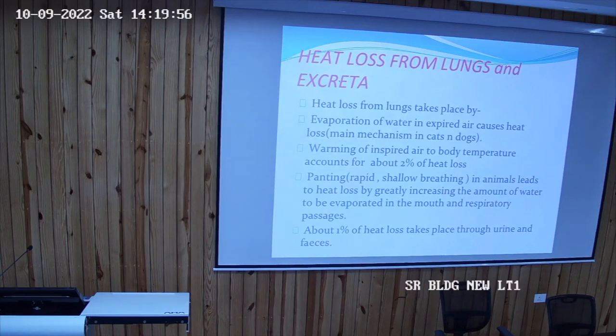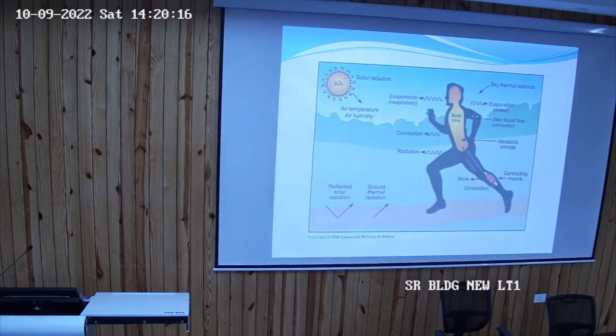So panting or rapid breathing in animals leads to heat loss by greatly increasing the amount of water to be evaporated in the mouth and respiratory passage. About 1% of heat loss takes place through urine and feces, that is the excreta. Okay, this is a simple diagrammatic approach in which we can see evaporation through respiratory, that is panting, thermal radiation, evaporation, skin blood flow, how the core temperature is maintained, how the work induces the production of heat.